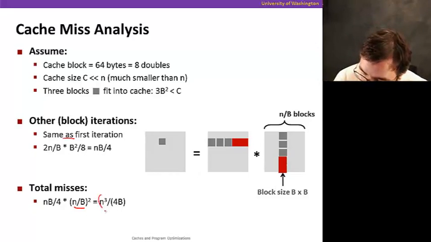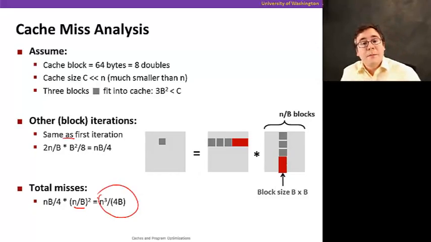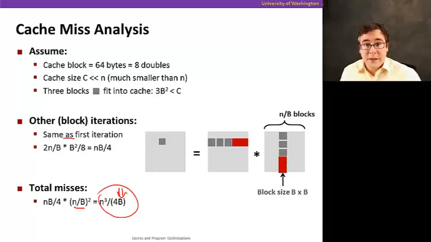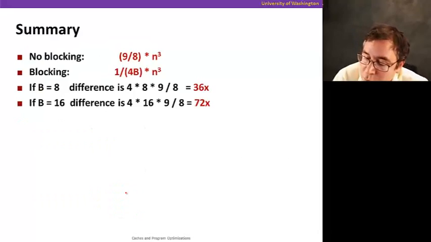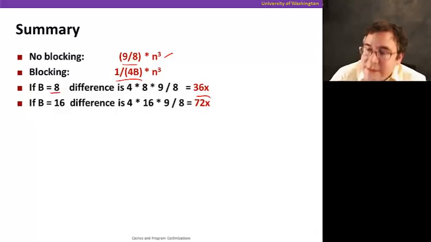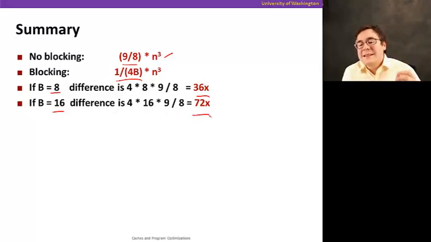So in the end, our cache miss is going to be n squared divided by 4b. So there's a huge impact in our cache misses. In summary, if we don't do blocking, we're going to have 9/8 n squared misses. But if we do blocking, it's going to be 1/(4b) multiplied by n squared misses. Okay? So if b equals 8, the difference is 36 times. If b is 16, the difference in the number of misses is 72x. It's just really, really big.